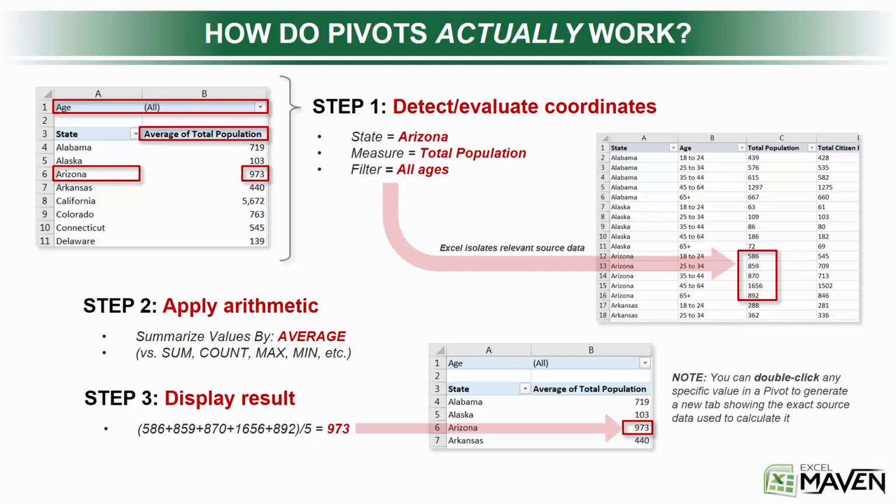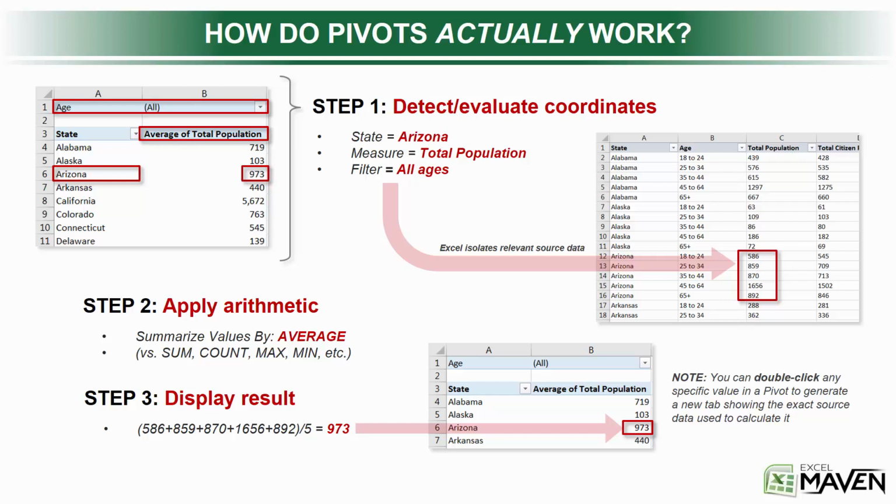So to wrap up this Pivot Table 101 section, I wanted to include one lecture to talk about how pivot tables are actually working. So in other words, when you pull back that curtain, what exactly is Excel doing behind the scenes to populate these values? So step one is about detecting and evaluating coordinates.